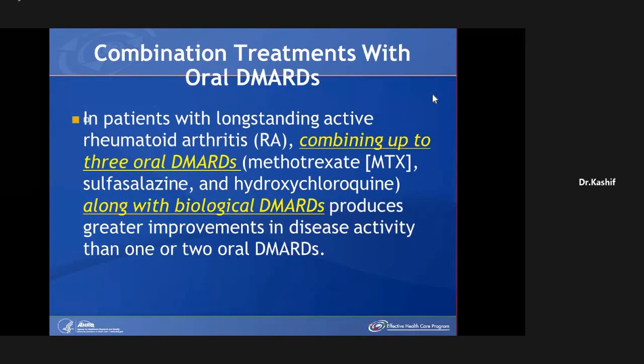Depending on the severity or the response to the drug, we can go up to three oral DMARDs, like a combination of methotrexate, sulfasalazine, hydroxychloroquine. But usually we start with methotrexate, and then we combine it with the biological DMARD. It has been seen that this produces a greater improvement in the disease. Usually, one or two oral DMARDs, and then it's combined with the biological DMARDs. So this is a good combination. Single therapy is not seen to be very effective.